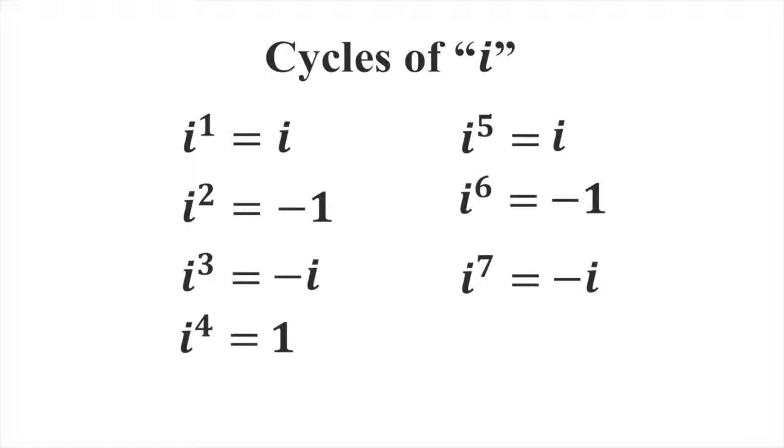Well, i to the 8th is just going to be i to the 4th times i to the 4th. And i to the 4th is 1, so 1 times 1 would give us 1. What you'll see is a reoccurring pattern.